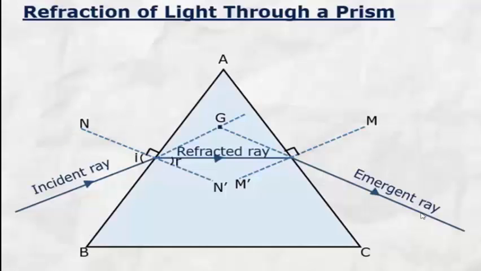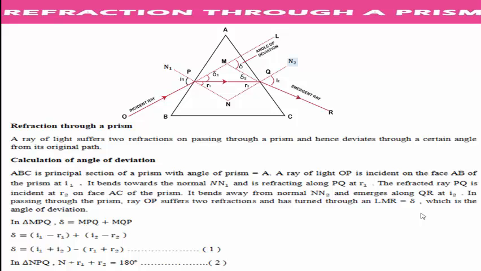Refraction of light through a prism. A ray of light suffers two refractions on passing through a prism and hence deviates through a certain angle from its original path. ABC is a principal section of a prism with angle of prism A. A ray of light OP is incident on the face AB of the prism at I1.